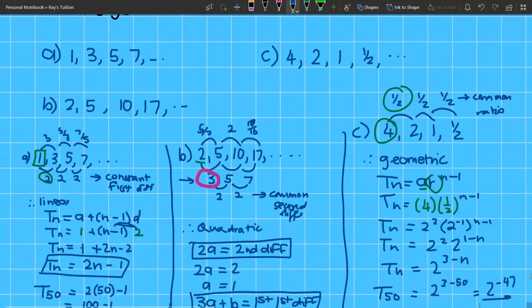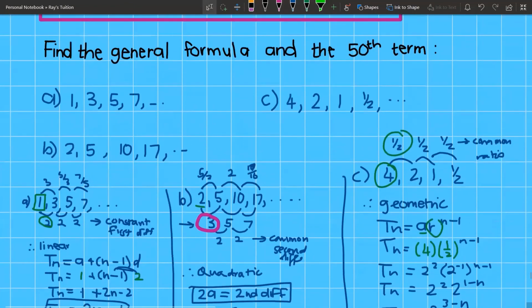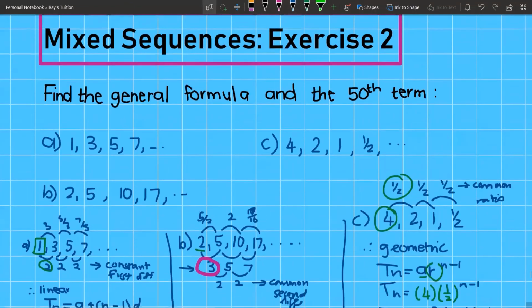I hope you've understood these examples of finding the general formula and the 50th term. To find the general formula, we first have to determine what type of sequence it is. Then we use the corresponding general formula for that type of sequence, substitute in the values we need, and then we can go ahead and find any term that we want to.